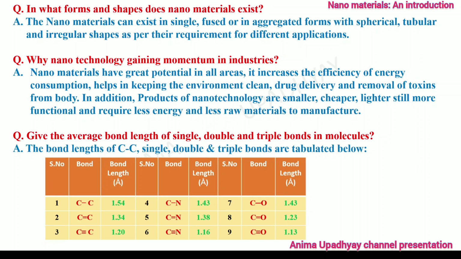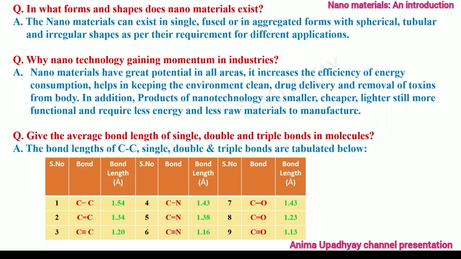In what forms and shapes do nanomaterials exist? They can exist in single, fused or in aggregated forms with spherical, tubular and irregular shapes as per the requirement of the applications.